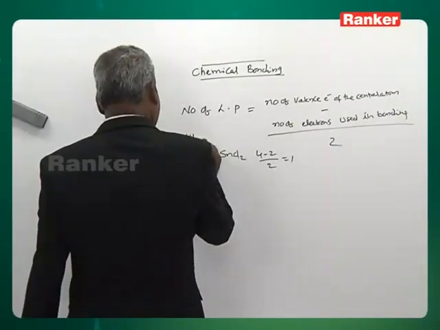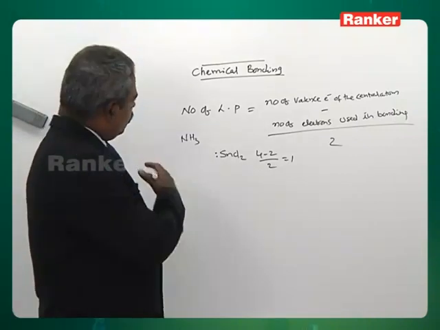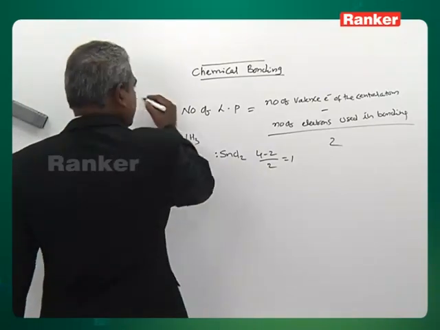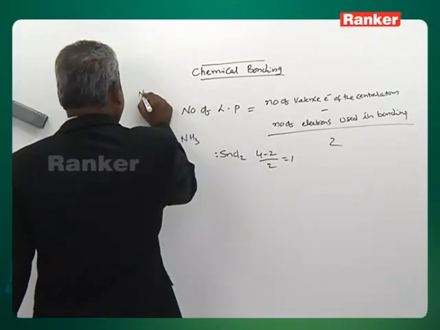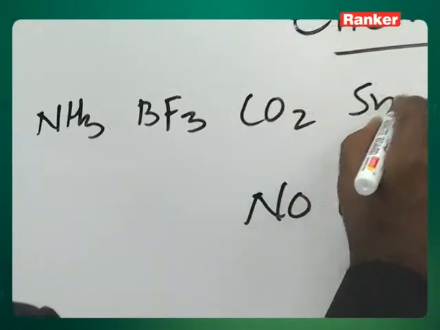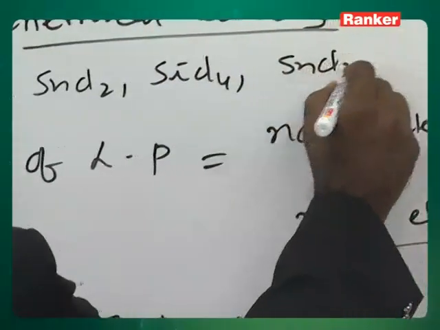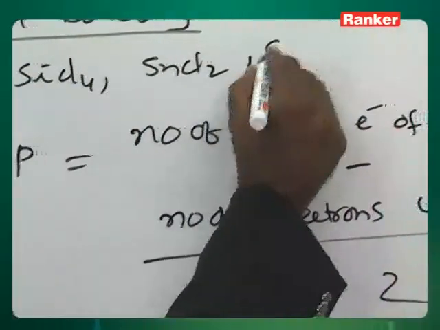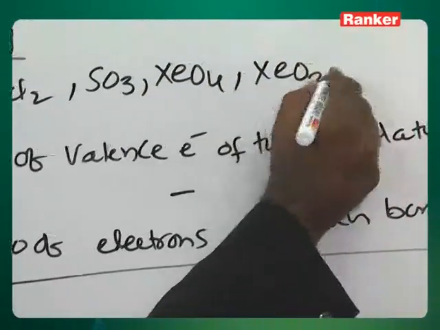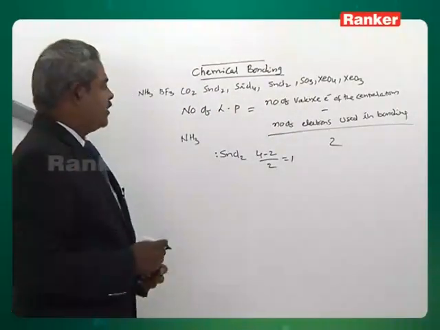NH3. So you take a host of molecules and practice all these on this. Don't do hundreds of questions. Instead of doing hundreds of questions, I will give you a host of molecules. NH3, BF3, CO2, SnCl2, SiCl4. Like this, you take so many molecules. SO3, XeO4, XeO3, XeF2. So, some 60 molecules are there in our syllabus.